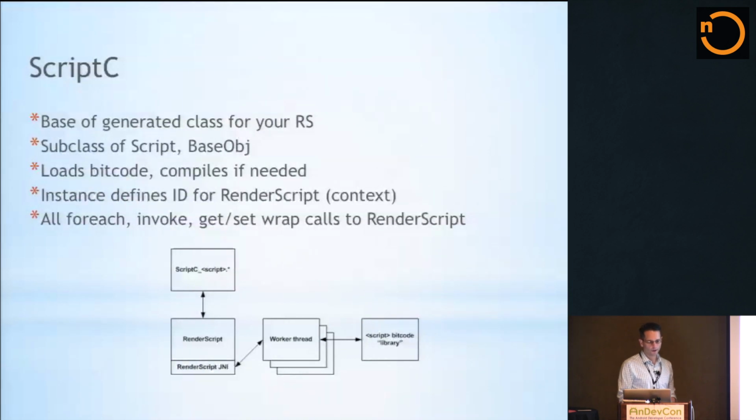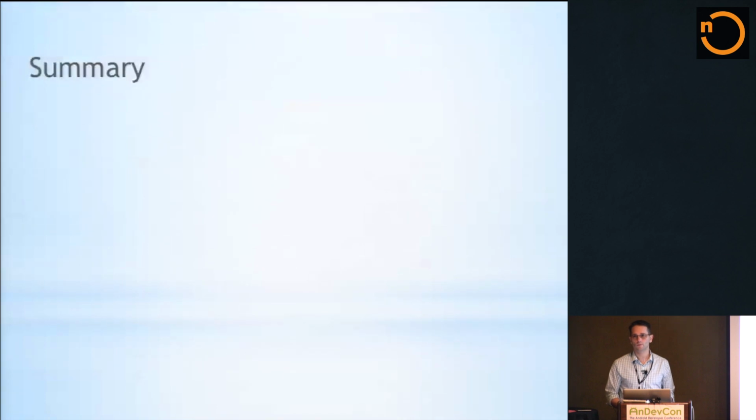So if we look at a diagram of it, you basically have your script-C for your script, which goes into the RenderScript engine, crosses the JNI boundary, and feeds data into worker threads. And that gets passed off to your Bitcode library, which has been compiled to whatever the platform supports, whether it's just the application processor on your SoC or it's taking advantage of a GPU, DSP, whatever. Okay, any questions over all that?